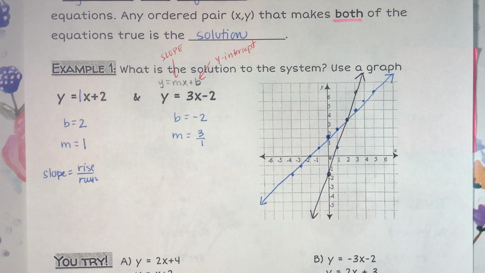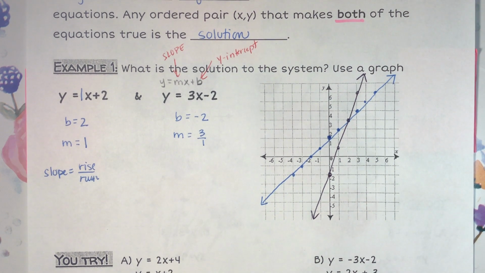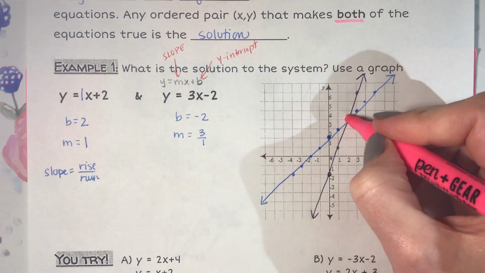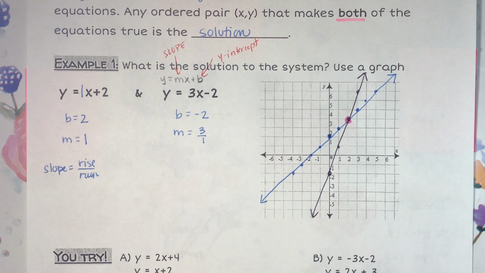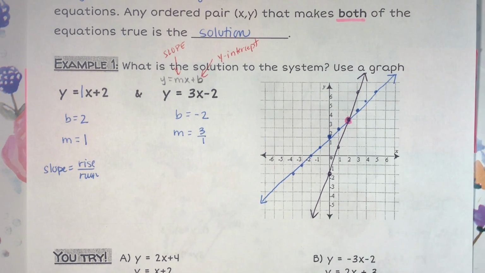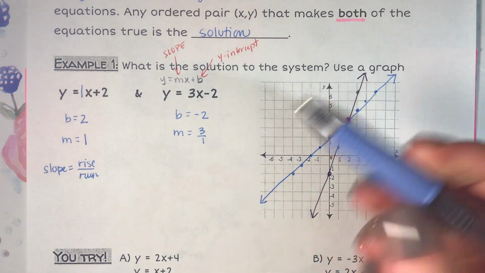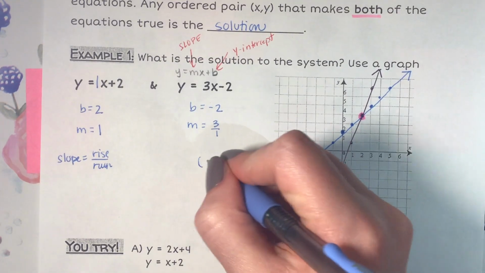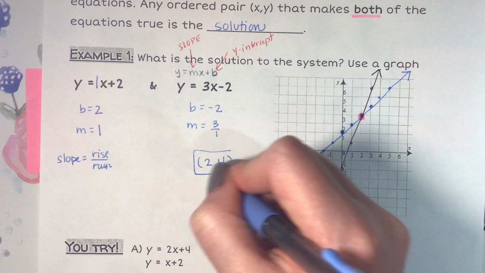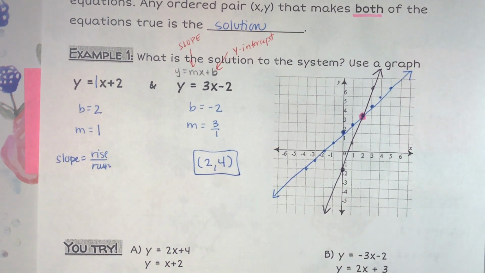The solution to the problem is where the lines intersect, at that point right there. So that means my final answer is going to be this coordinate, or 2, 1, 2, 3, 4, 2, 4. So the coordinate 2, 4 is my answer.